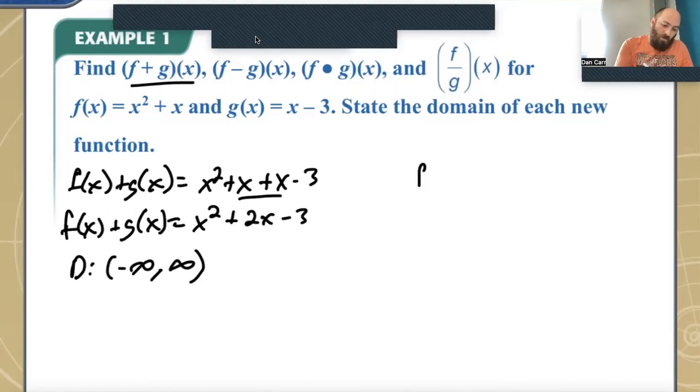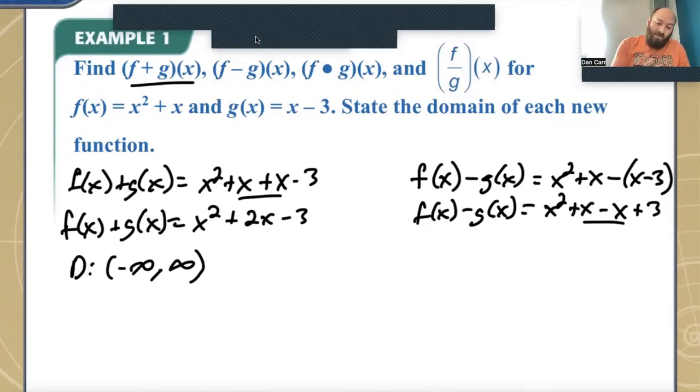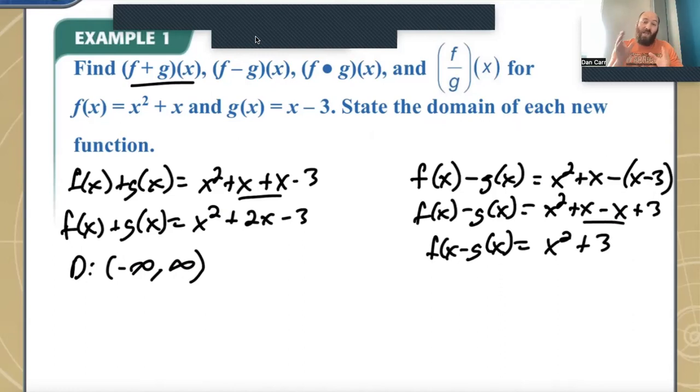Okay, so we'll do f of x minus g of x now. And that's going to be x squared plus x. When you do your subtraction, I'm going to highly suggest you put it inside parentheses for your function, because you have to be careful with how you do your subtraction. So I get x squared plus x minus x and then plus 3. Okay, so now if we combine these together, the x terms are going to cancel each other out. So my new function here is just x squared plus 3. Same thing: are there any restrictions on domain? Nope. So that means it's just negative infinity to infinity.